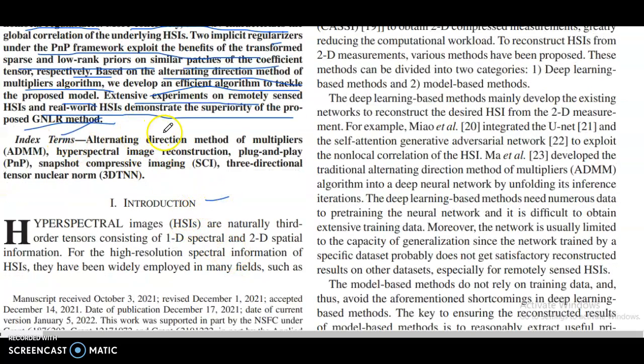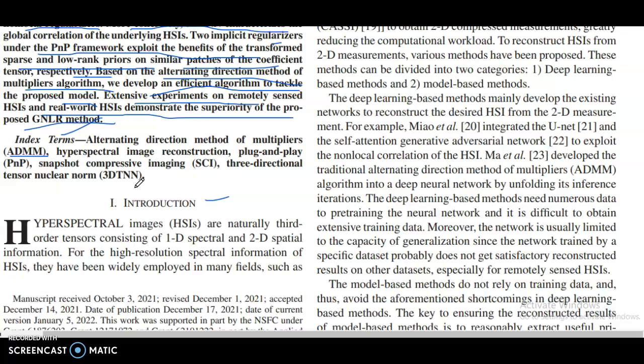Index terms: alternating direction method of multipliers (ADMM), hyperspectral imagery reconstruction, plug-and-play, snapshot compressive imaging, three-directional tensor nuclear norm, 3D-TNN.